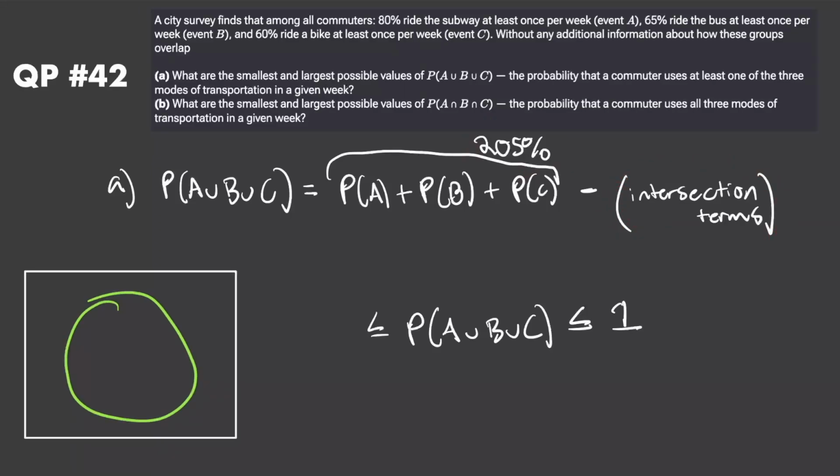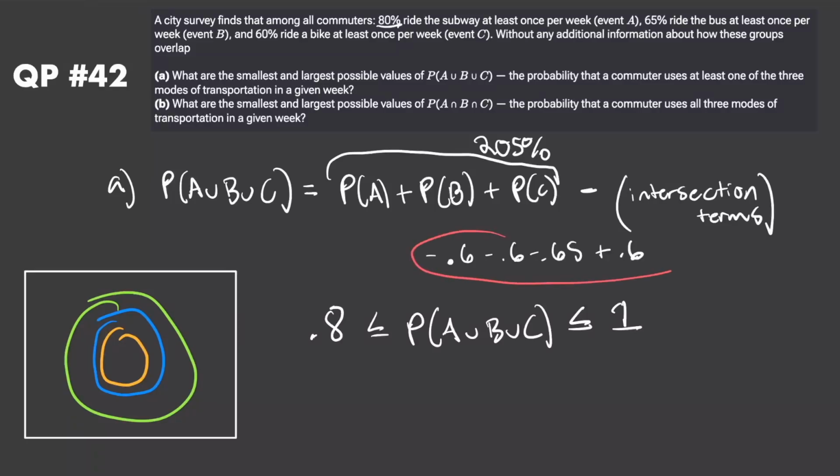Well, it's pretty simple. I just take event A and then I place event B in it. That'll maximize the intersection between them. And then I'll take event C and I'll place it inside of that. And now what's the probability of the union? Well, it's just going to be the magnitude of my biggest circle, which is event A, 80%. So this is going to be lower bounded by 80%.